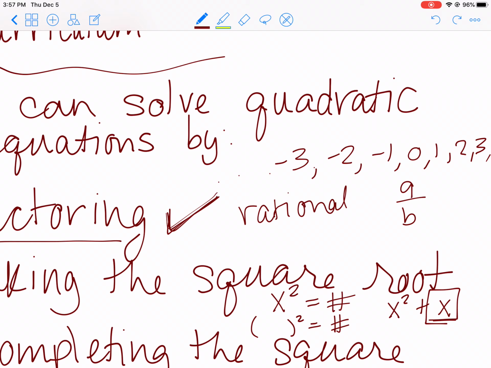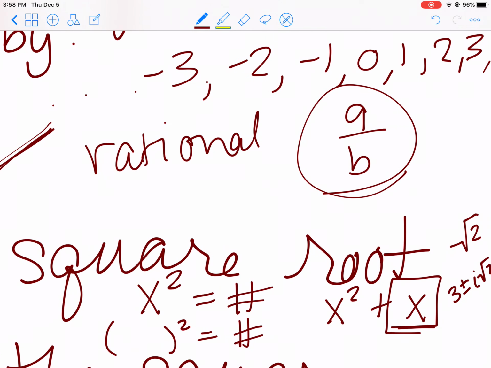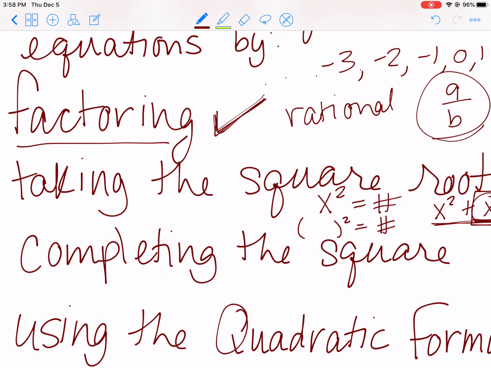However, the benefit to solving by taking the square root is we can get all kinds of answers now, not just rational answers, but we can get radical answers. So some square roots of things can happen, and we can also get complex answers where we could have something like 3 plus or minus i root 2. These are not the types of answers that we could have gotten from factoring, but we can get them when we take the square root. And square root, when we have a linear term, that's the sort of stopping place for square root. So that leads us to a third method, which is completing the square.